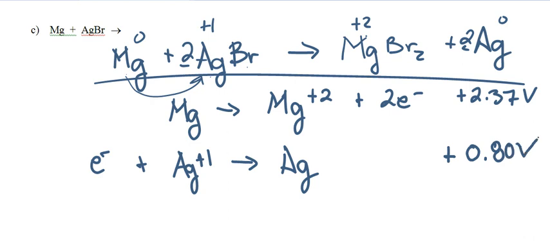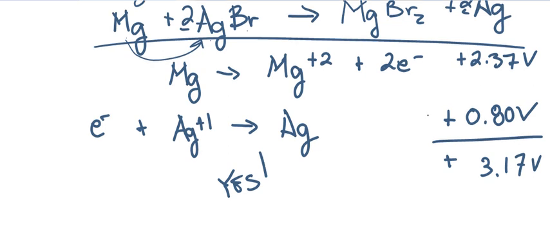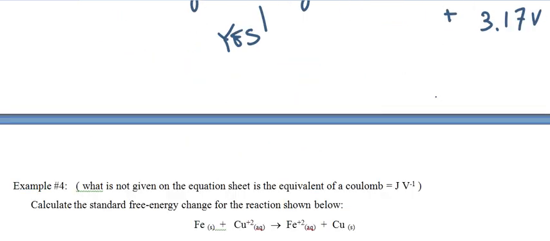So very positive here. So we have a positive, what is that, 3.17 voltage. So yes, this reaction will take place. Okay. So again, when we're looking at these types of half reactions, one will always be oxidized. The other will always be reduced. You can't have 2 oxidation reactions in the same problem. You can't have 2 reduction reactions in the same problem. So one thing has to be oxidized, the other has to be reduced.